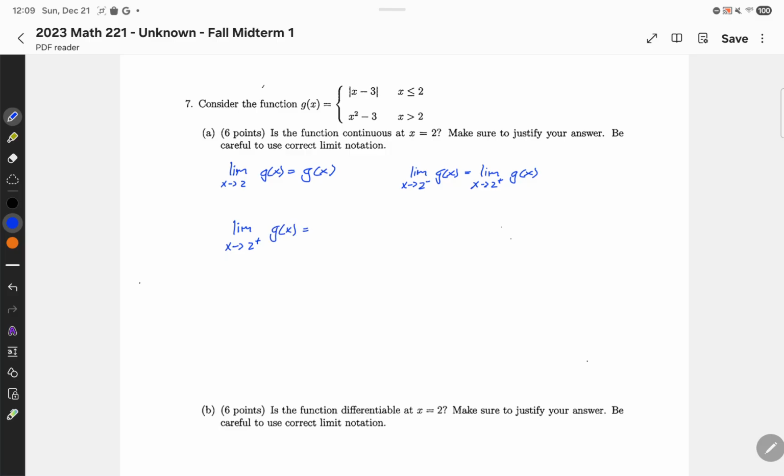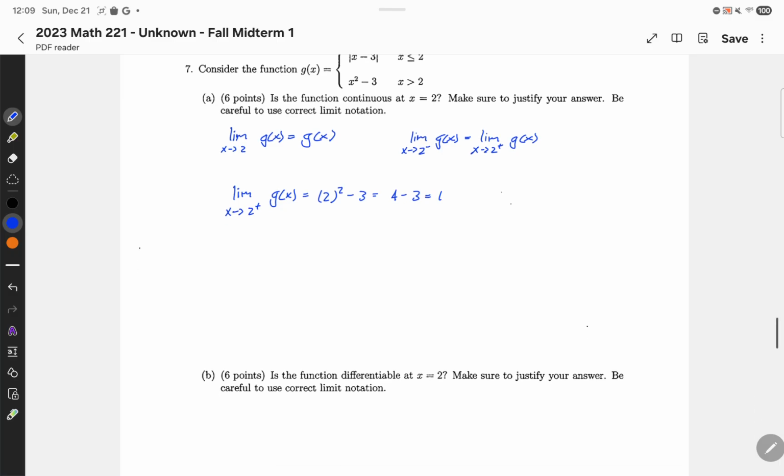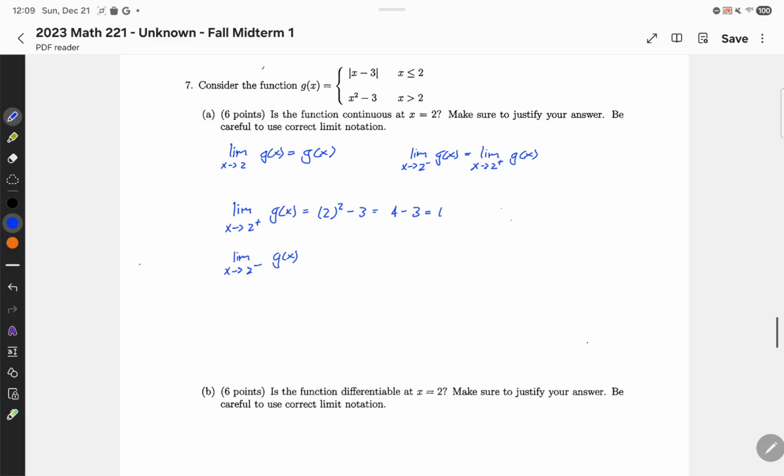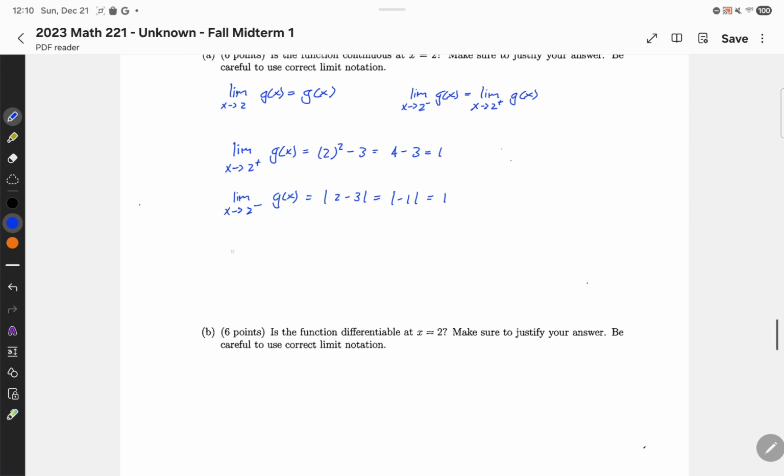And now this, of course, is just going to be equal to, we're going to look at this part, because this is the positive side, of 2 squared minus 3. This is going to be equal to 4 minus 3, which is 1. And we also have the limit as x approaches 2 from the negative side of g of x. Well, now we're going to be looking at this first piece right up here, and this is going to be equal to the absolute value of 2 minus 3, which is the absolute value of minus 1, which is just 1.